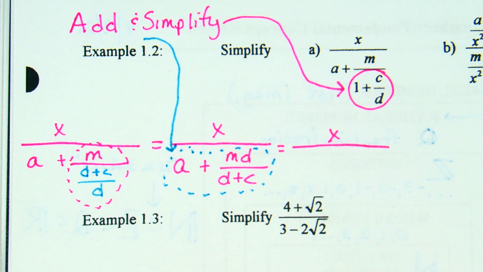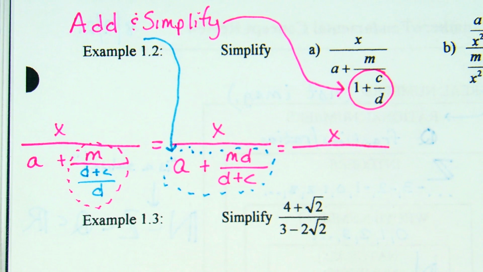I guess if you want, is it better if I put the 1 there, or is that worse? It was A over 1, and I'm trying to get the common denominator of D plus C, so I multiply numerator and denominator by D plus C. Common denominator is D plus C.